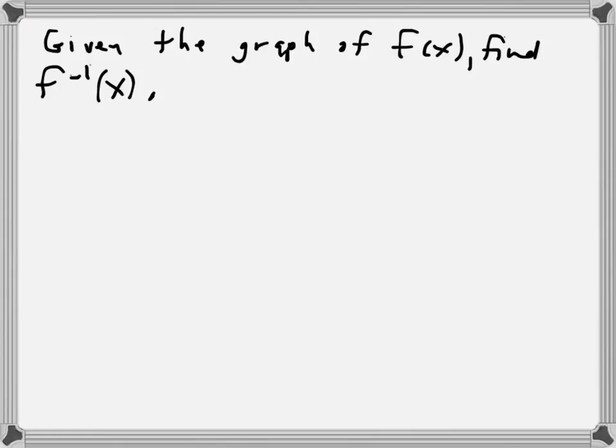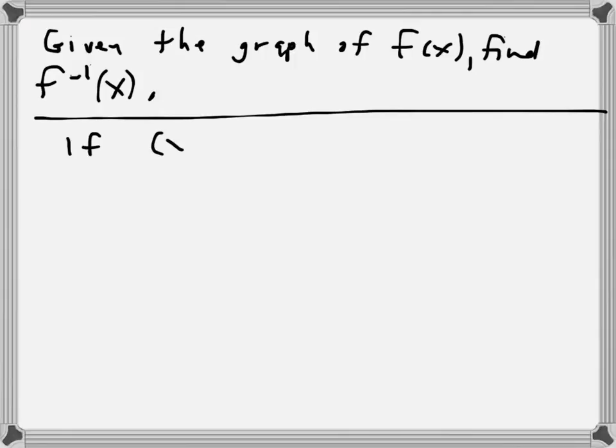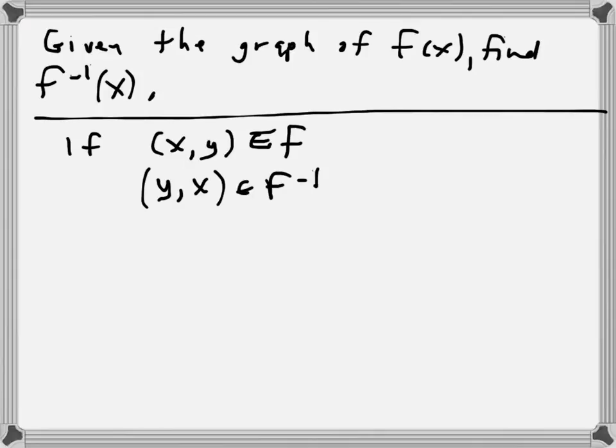Okay, so the big principle here is that if x and y is on the function f, and this little symbol I just threw in there stands for "is an element of", that is, if I put in x and I get some y in f, then the reverse is true for f inverse. If I put in y, so if the point (x, y) is on f, then the point (y, x) is on f inverse.